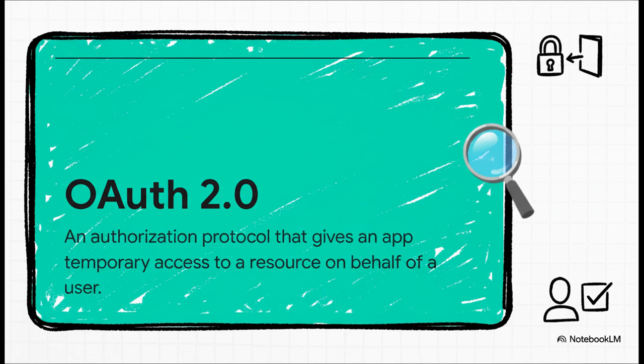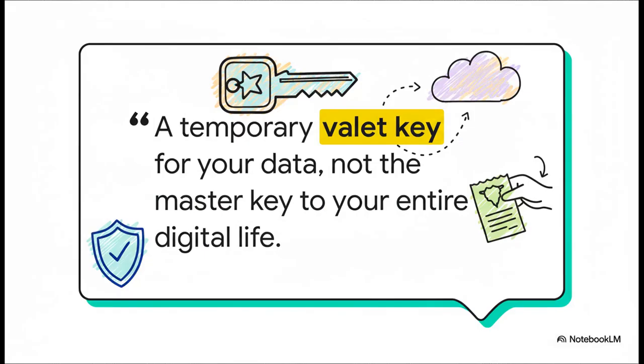Right, so the most important word to focus on here is authorization. OAuth 2.0 is all about what an application is allowed to do. Notice the key words, temporary and limited access. The app isn't trying to become you. It's just asking to act on your behalf for one specific tiny task. This is pure delegation.